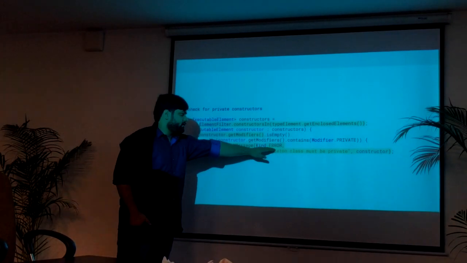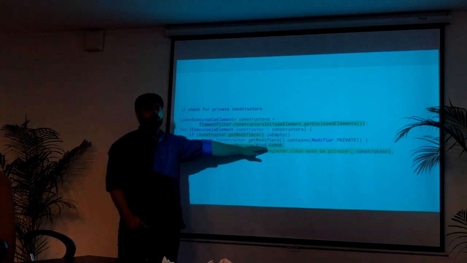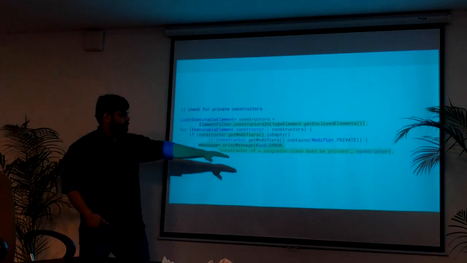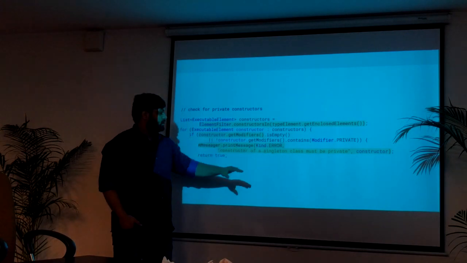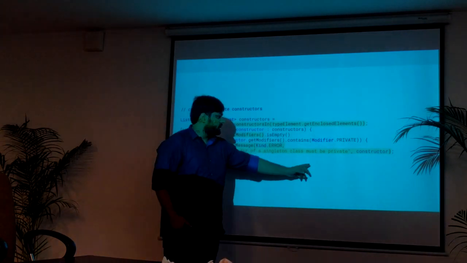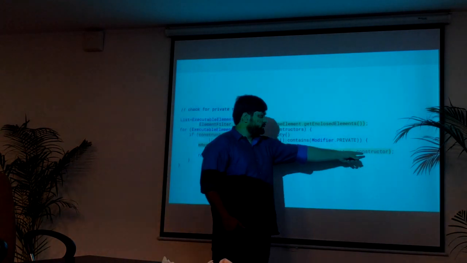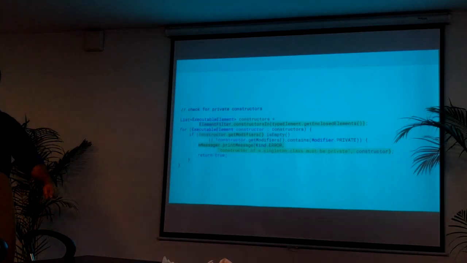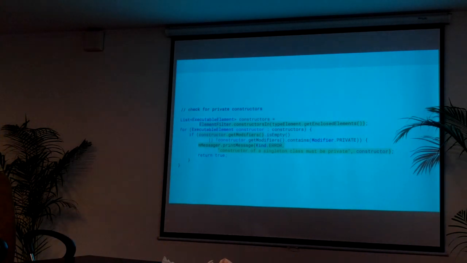Kind error is something which will break the code. It can be a warning also. With the error, it will break the code and a compilation error will occur with this message. And also I'm passing in the constructor. So this is very much needed, because if you get the code and you double click on the error message, your IDE will pinpoint that this constructor is having some issue, please fix it.